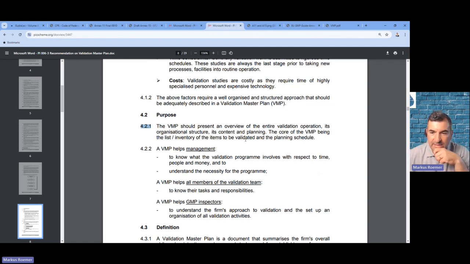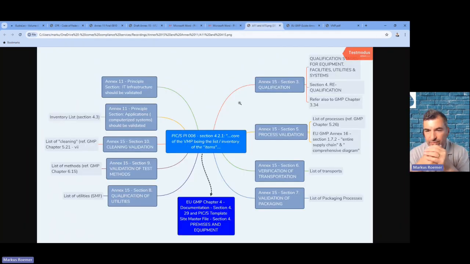And what I think is very interesting here, the validation master plan should present an overview of the entire validation operation, its organization structure, its content and planning. The core of the VMP being the list inventory of the items to be validated and the planning schedule. What I want to point to, and sometimes it's exactly these little words, the list inventory of the items. Of which items? Okay, so I try to draw it down for you a little bit.